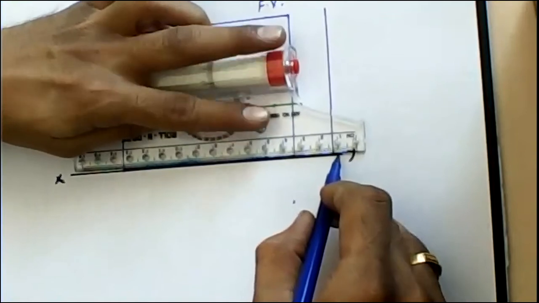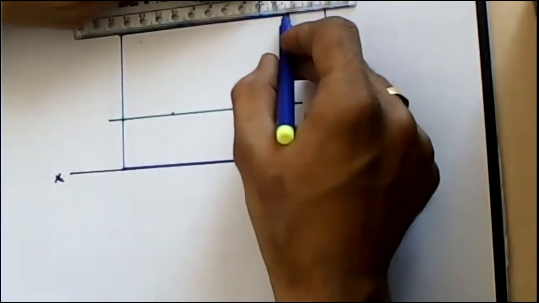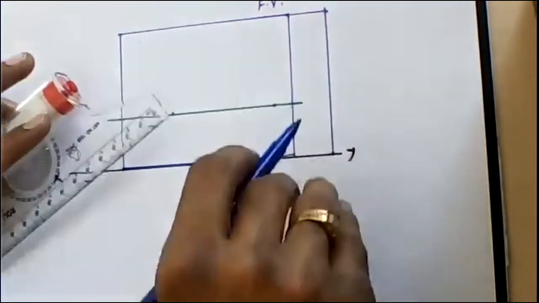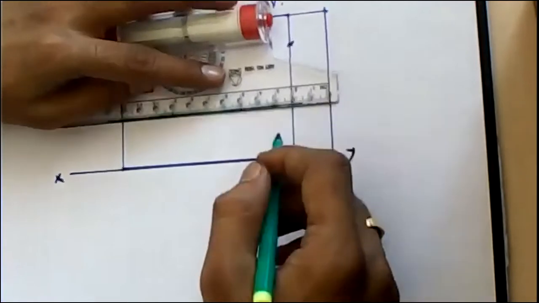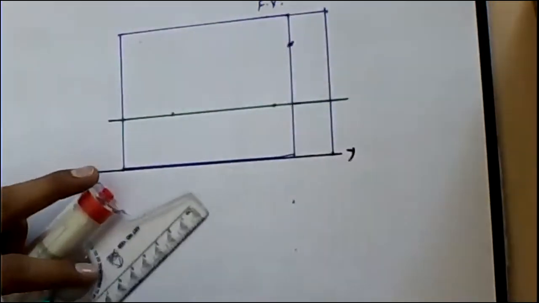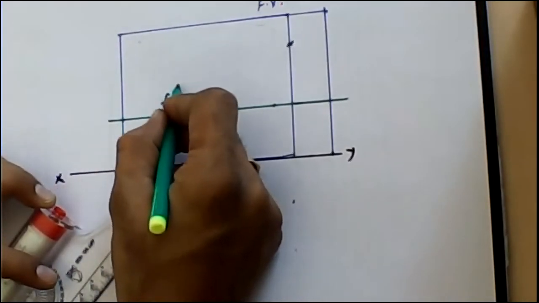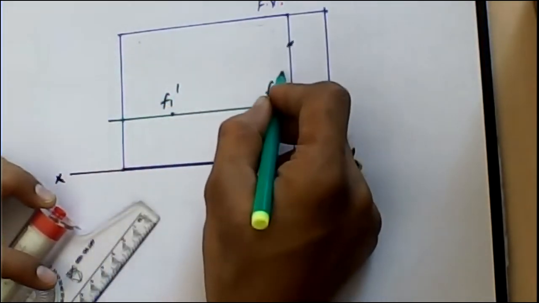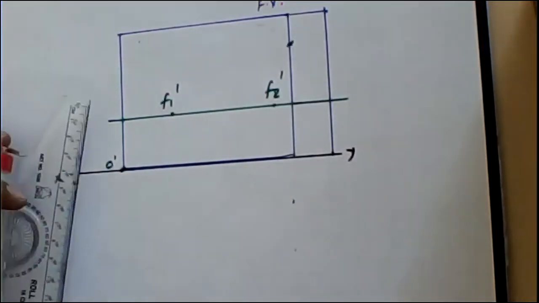So the room is going to be up to 12. The room is having 12 meters. I mentioned 12 meters. Neglect this line. This is going to be the reference. Okay. So now this is going to be the position where we are going to have F1 dash, and this is the position where we are going to have F2 dash. This is the position where we are having O dash.